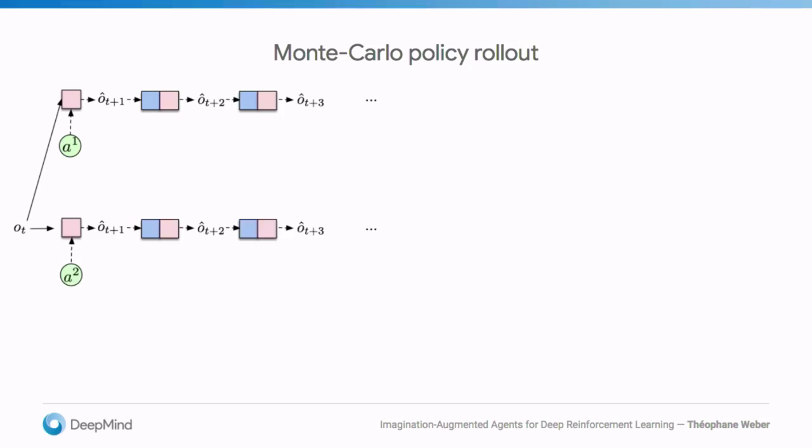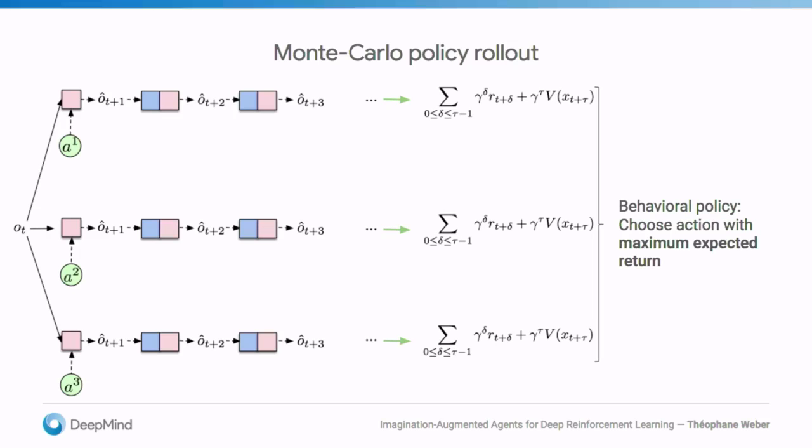You do this for the first action, you do this for the second action, and you do this for the third action. And then, for each trajectory, you're going to effectively sum the rewards. And the behavioral policy, the actual actions you're going to send to the environment, is very simply the action that led to the maximum return, or maximum expected return if you have many rollouts. So you can see that first, this requires you to predict the rewards. Second, it requires your reward prediction to be good. If your reward prediction is very poor, you're going to take an action which actually is not optimal at all.